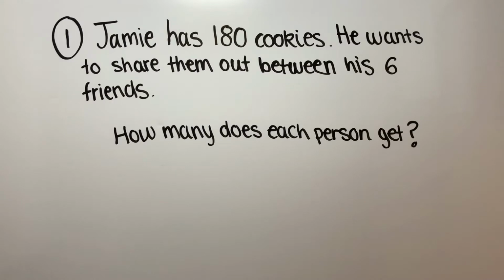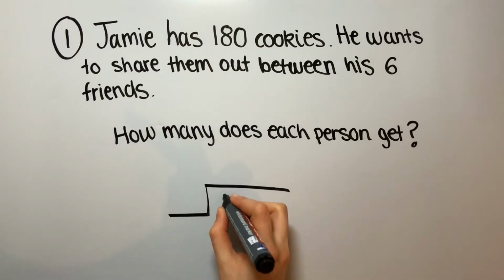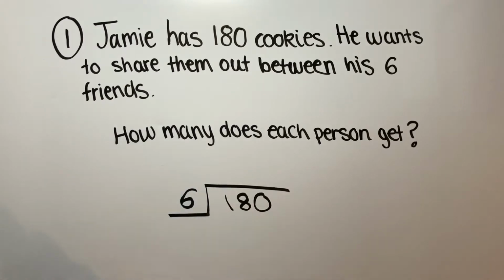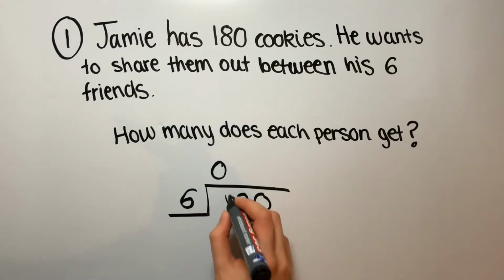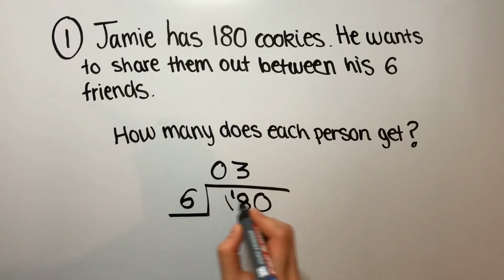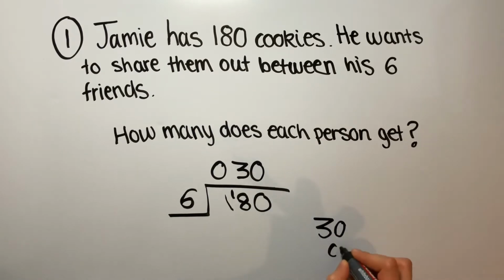Jamie has 180 cookies. He wants to share them out between his 6 friends. How many does each person get? Now to work this question out, we need to divide 180 by 6. We're going to do our bus stop method. 180 divided by 6. 6 into 1 is 0 times. Carry over the 1. 6 into 18 goes 3 times. 6 into 0 is 0 times. So each person gets 30 cookies.